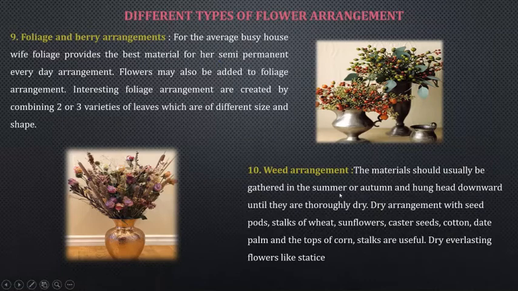Next is weed arrangement. The materials required for this arrangement are collected during the summer or autumn, and the flowers and leaves are hung head downward until they are thoroughly dry. So here a dry arrangement is normally used. A dry arrangement with seed pods, stalks of wheat, sunflowers, castor seed, cotton, date palm, and tops of corn stalks are used for the weed arrangement.